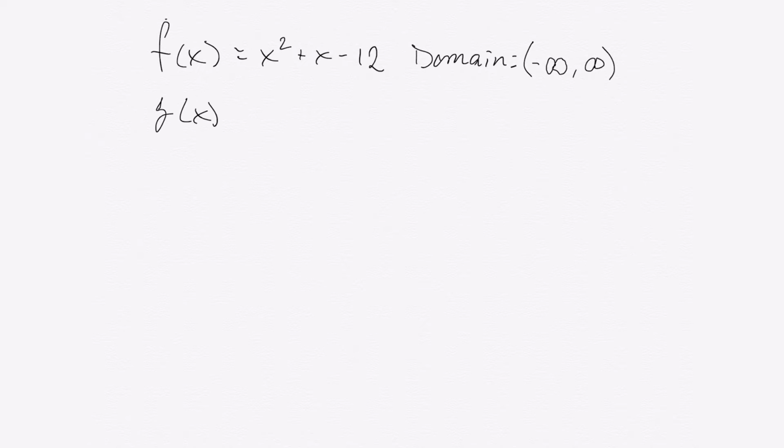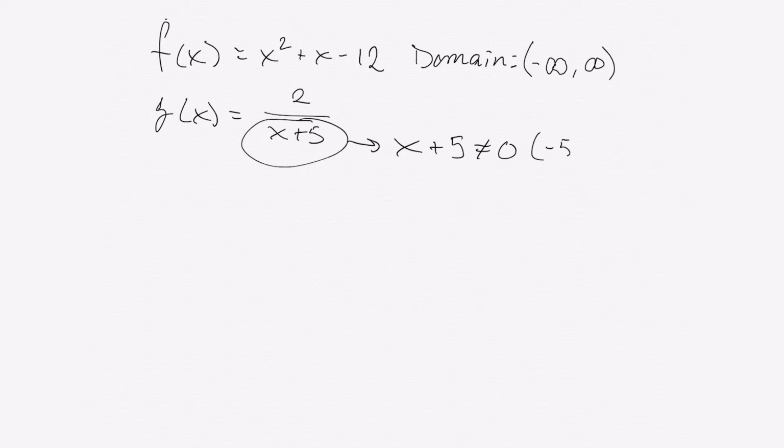In this function, by contrast, which is g of x equals 2 divided by x plus 5, we do have some domain restrictions. If you'll notice, this denominator does not want to equal 0. So x plus 5 is not allowed to equal 0. If we subtract 5 from both sides of this does-not-equal statement, we find that x is not allowed to equal negative 5.